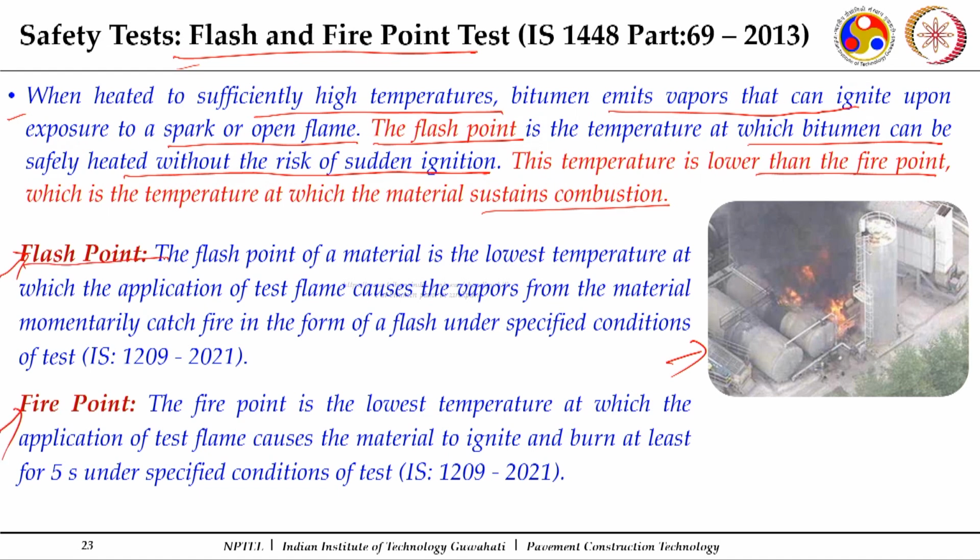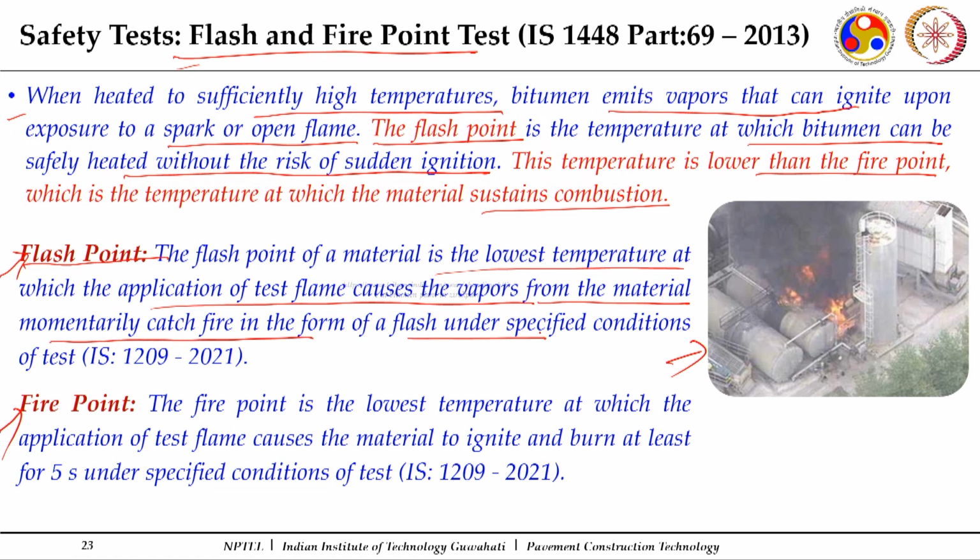What we measure is flash point, which is normally 10 to 15 degrees centigrade lower than your fire point, and we will try to ensure that the flash point of binders is quite high compared to your production temperatures. So, the flash point of a material is the lowest temperature at which application of a test flame causes the vapors from the material to momentarily catch fire in the form of a flash.